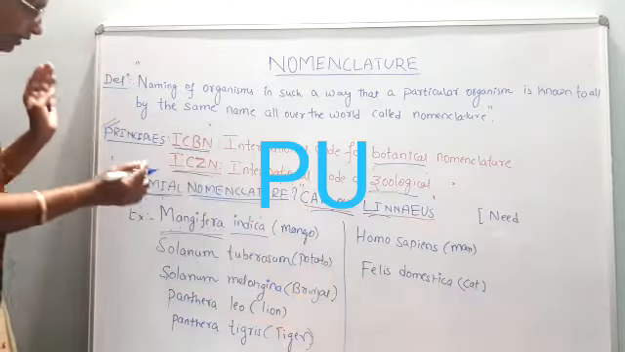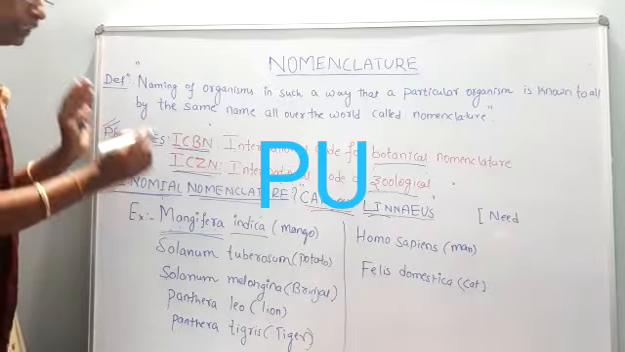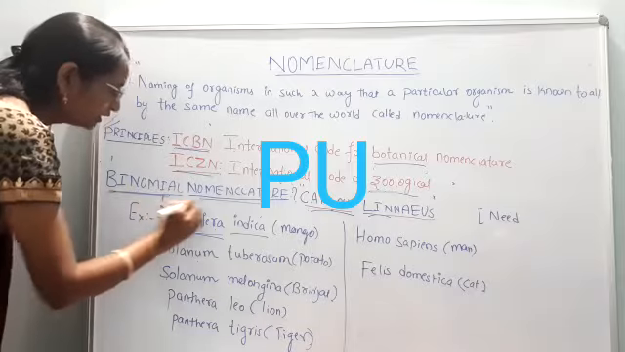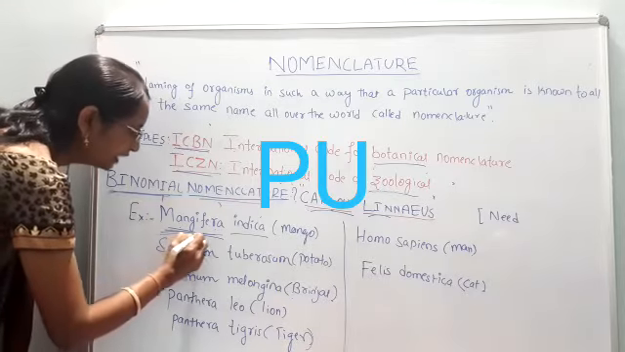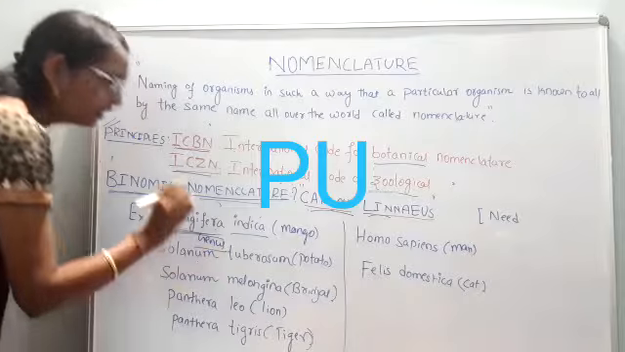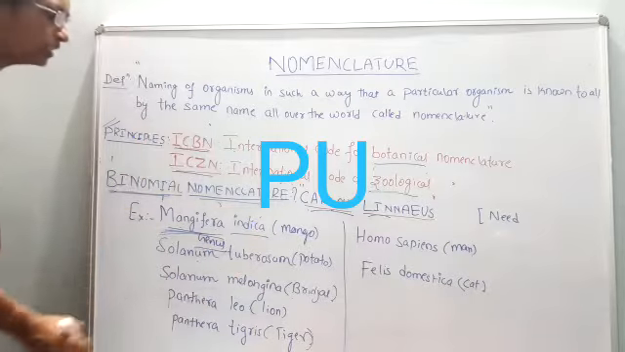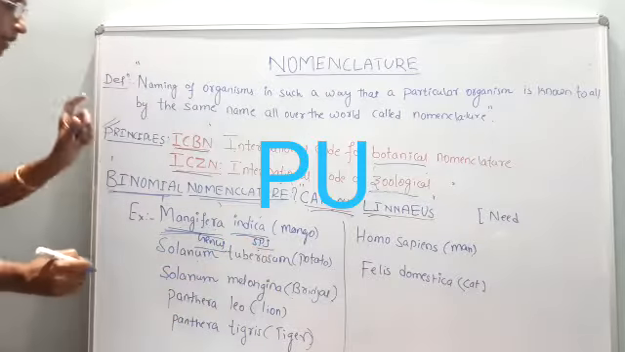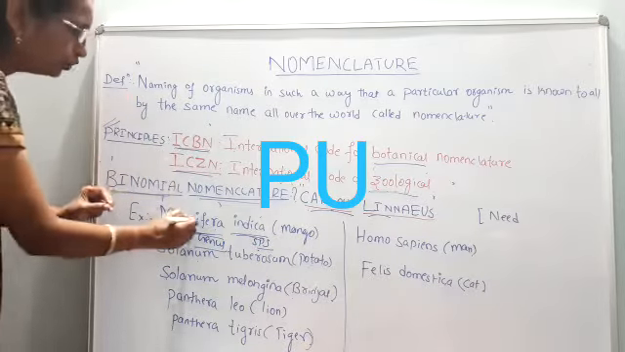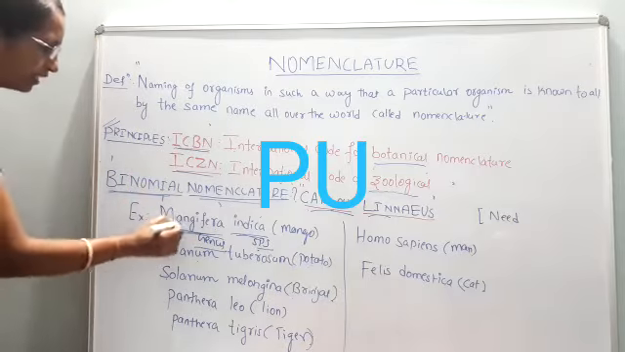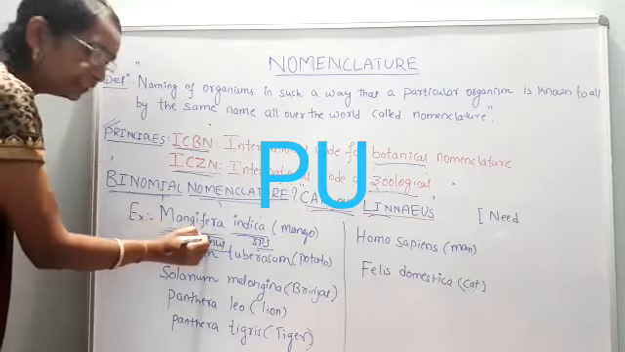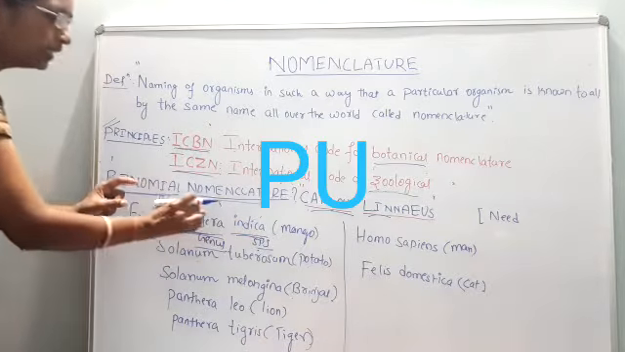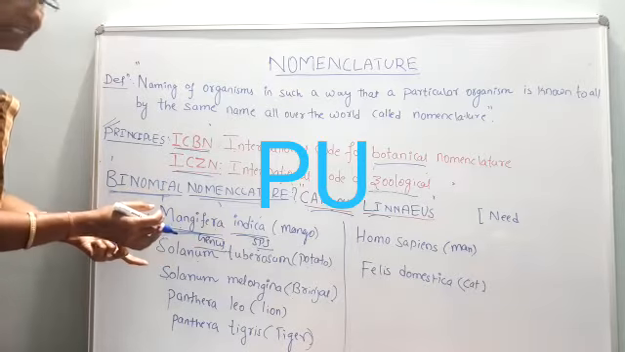So how is binomial nomenclature done? By using two words. The first word always indicates the genus; later on we will define what genus is. The second word is the species. Binomial nomenclature consists of two words, and this is the method of naming. The first word indicates the genus and the second word indicates the species. By using two words, we can name the organism.